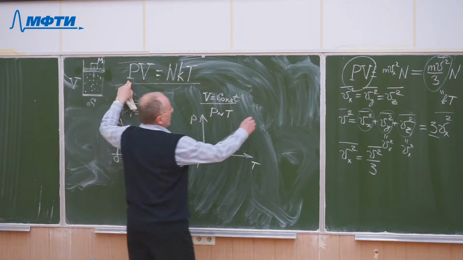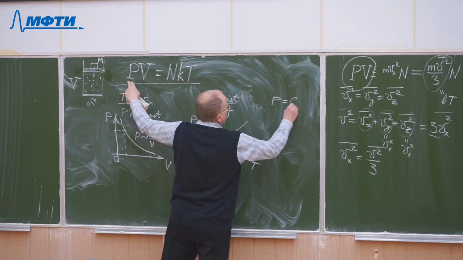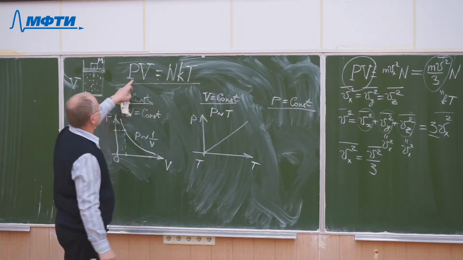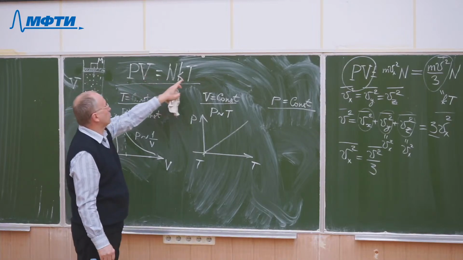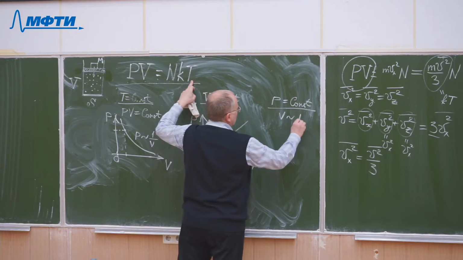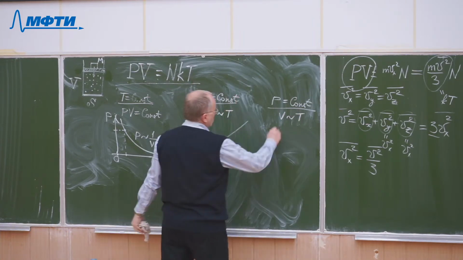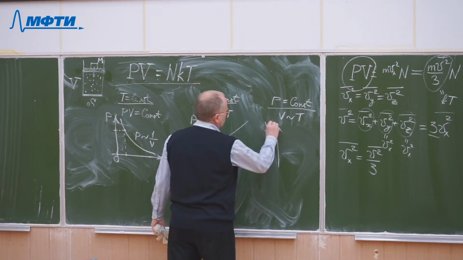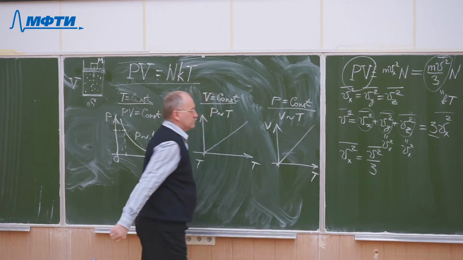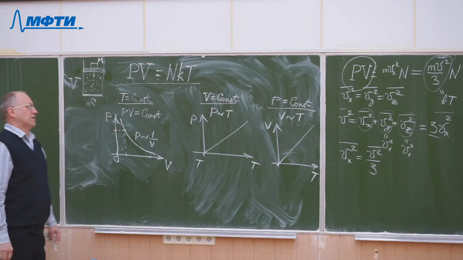And in this case, if pressure is kept constant in our experiment, then what this formula gives is that the volume will be proportional to absolute temperature. The volume of gas is directly proportional to temperature. And the graph showing the dependence of volume versus temperature will be like this, again directly proportional.